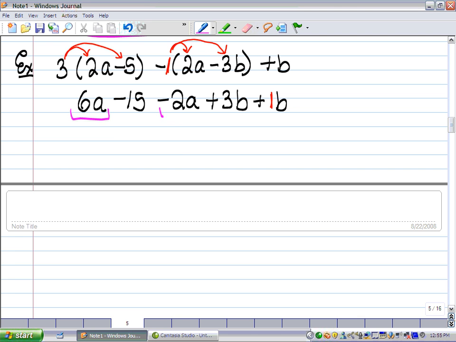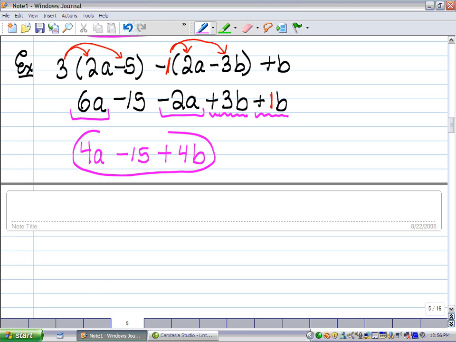Yeah, 6a and negative 2a, which is 4a. The negative 15 is by itself. It doesn't have a like term. And the plus 3b and the plus 1b come together to give me plus 4b. Of course, there's several different orders you can write this in, but that is the answer, 4a minus 15 plus 4b. And those are the two ways we simplify expressions, by combining like terms and by distributing.